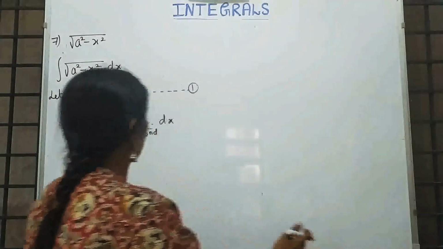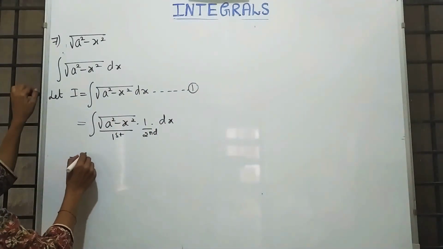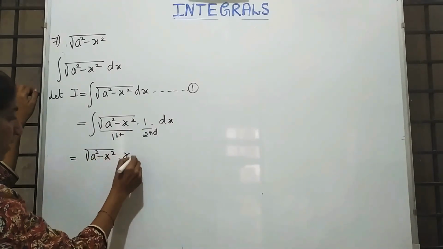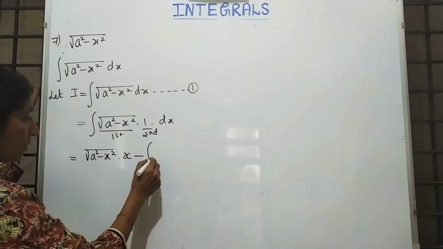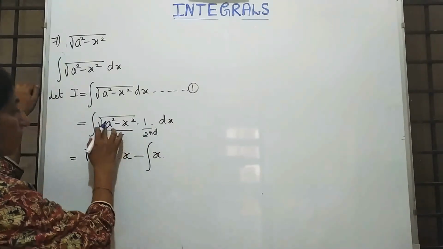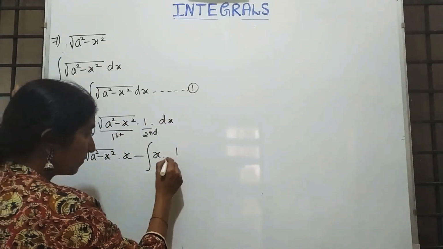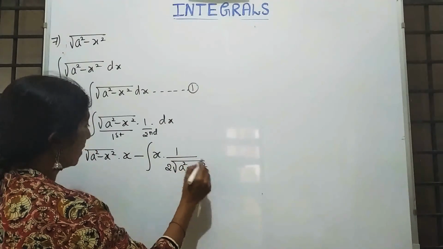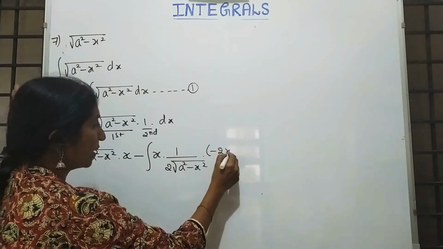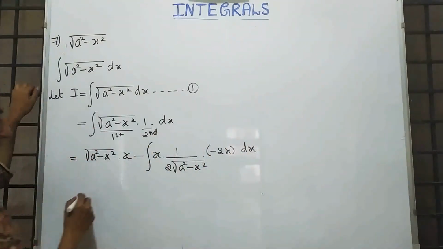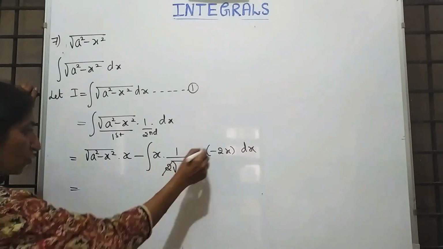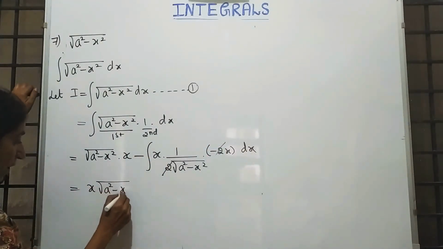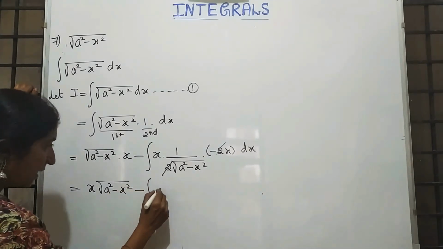Integration by parts. Root of a square minus x square, as it is, integration of 1 is x, minus integration sign, integration of x is 1, differentiation of root is 1 upon 2 root a square minus x square into minus 2x into dx. These 2 and 2 get cancelled. x into root of a square minus x square minus integration sign.